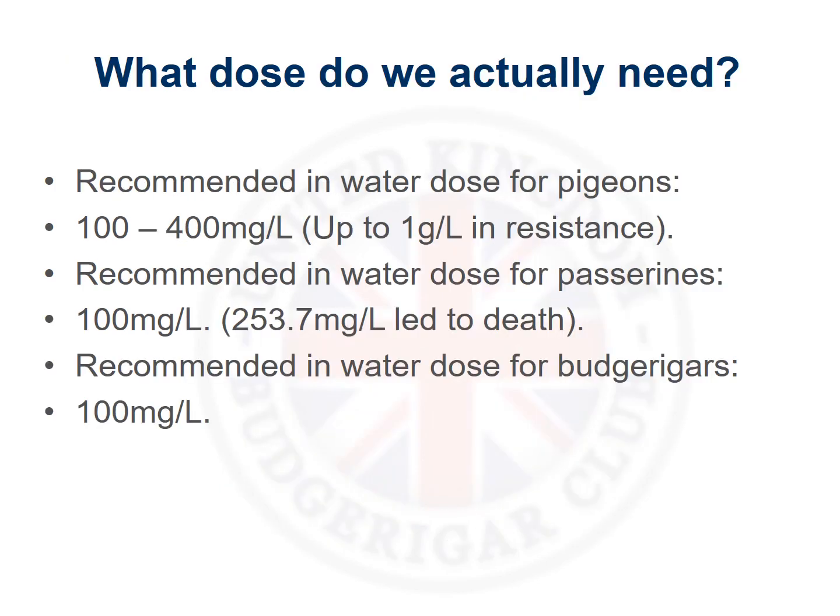Now, if we look at the doses, the dose for pigeons is between 100 and 400 milligrams per litre, up to 1 gram per litre if there is resistance in the pigeons. Passerines is around 100 milligrams per litre, and we use the same dose for budgies as well. Because there is a wide therapeutic margin of safety here, you can get away with this in hot weather and in breeding birds, although I wouldn't recommend doing either of those.